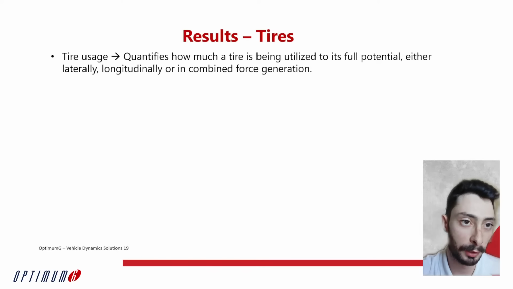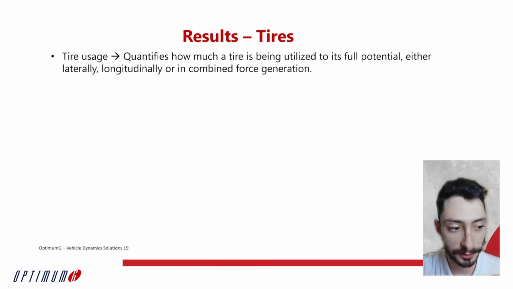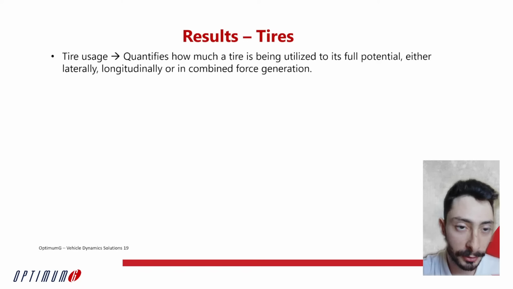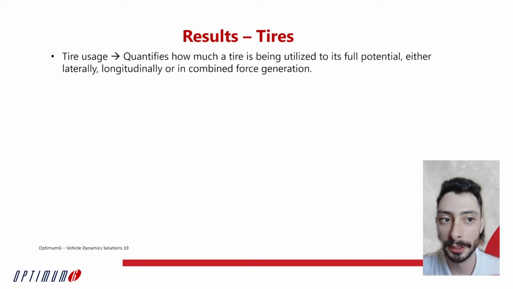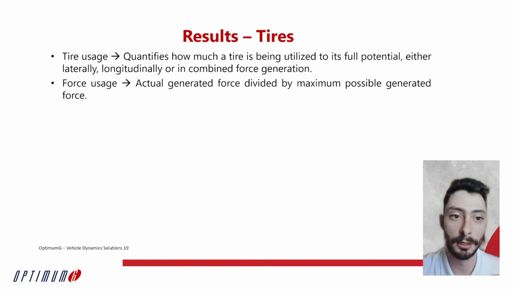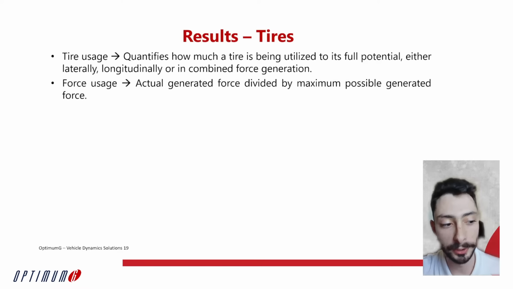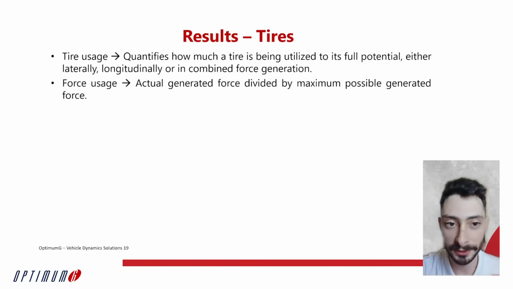So we spoke a little bit about this yesterday. Tire usage is a very simple metric to calculate, and we will show you how to do it. It is an attempt to quantify how efficiently a tire is being utilized in terms of its force generation capacity. You can do that in the lateral sense, in the longitudinal sense, or in combined loading conditions. And we can calculate it in two different ways. We can have it in a force usage sense, and in that sense, it is defined as the force that your tire is actually generating at that point in time, divided by the maximum force that it could possibly be giving you.